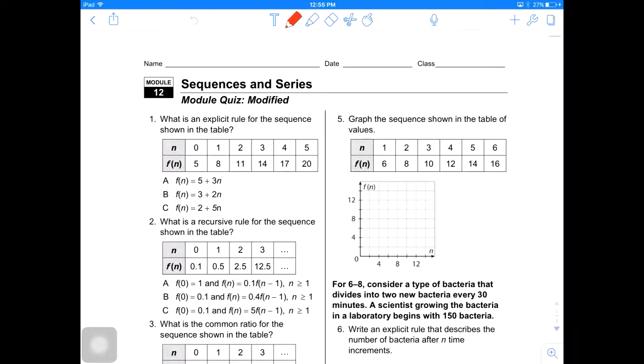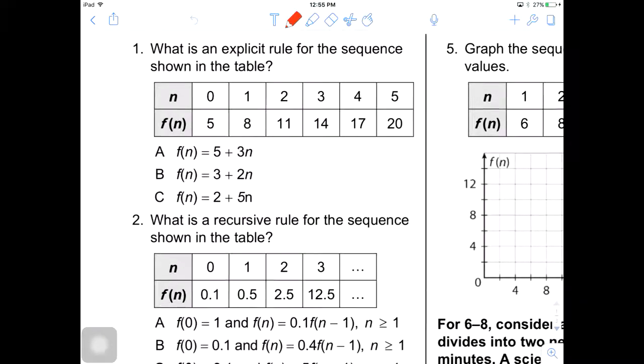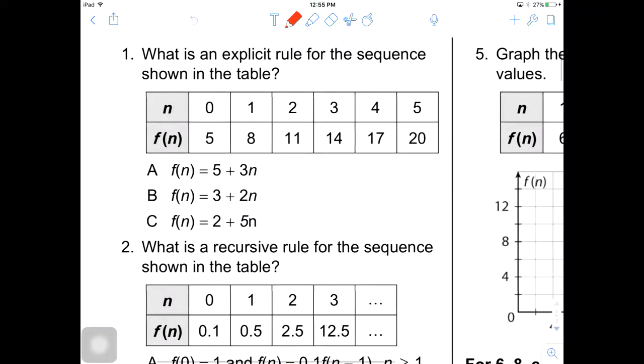Here are the answers for Module 12 Review number 1, the modified test. So here's the review. Number 1, what is the explicit rule for the sequence shown in the table?